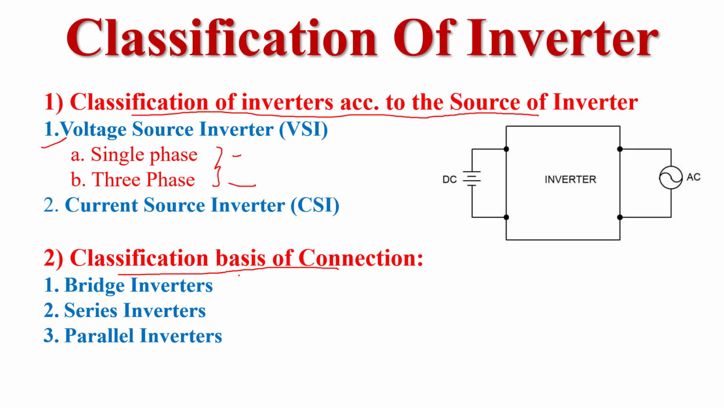Next is classification of inverter based on the connection of the power electronic device. There are three types of connection of power electronic devices in an inverter: bridge inverter, series inverter, or parallel inverter. So these are the major classifications of inverter. In this video I will explain the comparison between the voltage source inverter and the current source inverter.